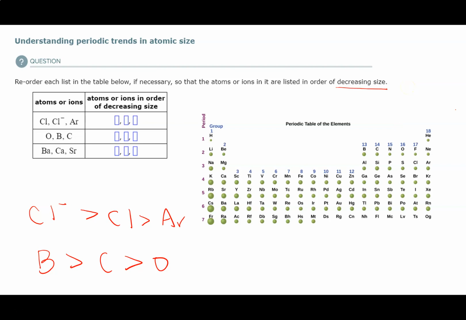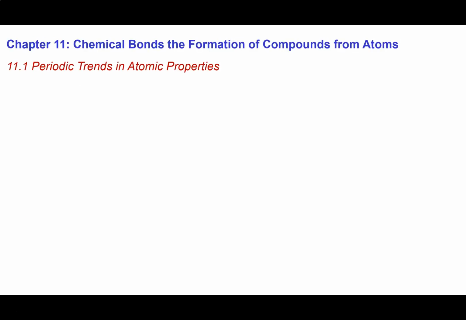Barium, calcium, strontium. They're all in the same group, and we know as we go down a group, atoms get bigger. So in order of decreasing size, it's got to be barium is bigger than strontium is bigger than calcium. So these are pretty straightforward. Just got to remember the two patterns, one for going across a period, one for going down a group. Okay, so that concludes section 11.1, and just let me know if you have any issues with anything.